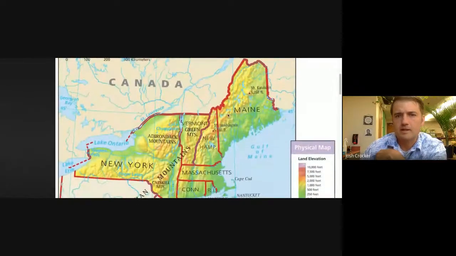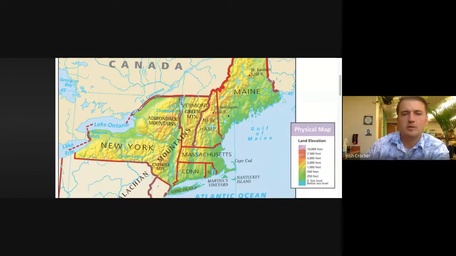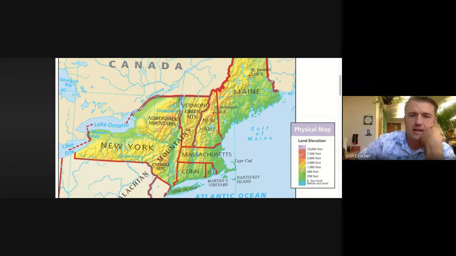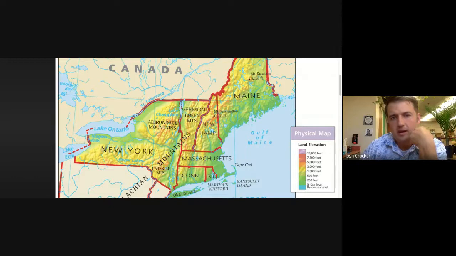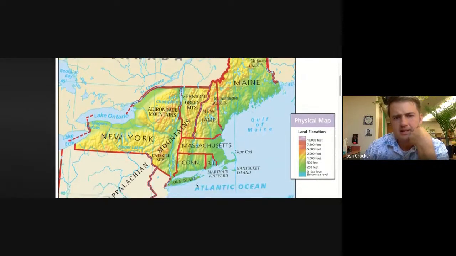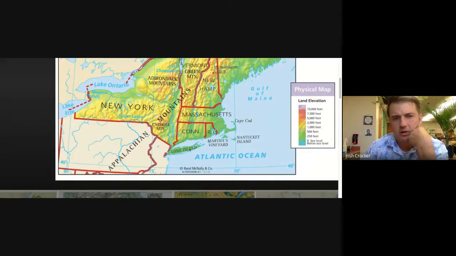So I thought it would be good for us to start with just a map and see what the Northeast looks like. So this is the Northeast. Okay, if we were to zoom out, I don't think this map zooms out very far, but it's the right-hand side of the United States and the north. Okay, so it's on the Atlantic Ocean and it's up near Canada. The states of the Northeast are Maine, New Hampshire, Vermont, New York, Massachusetts, Connecticut, Rhode Island. I think that's it. Okay, this Long Island is part of New York.